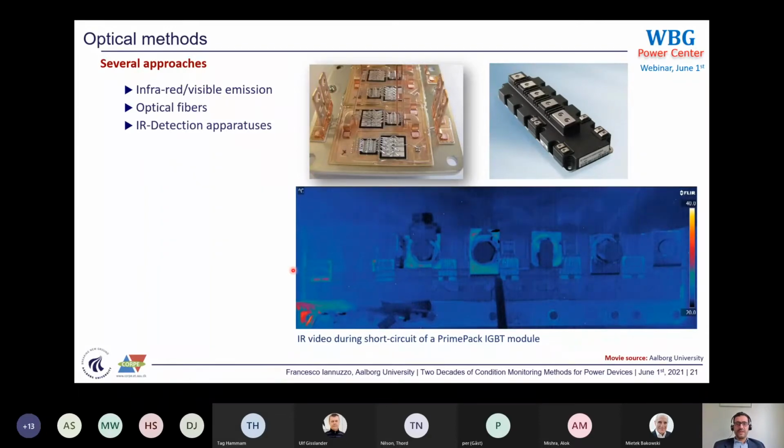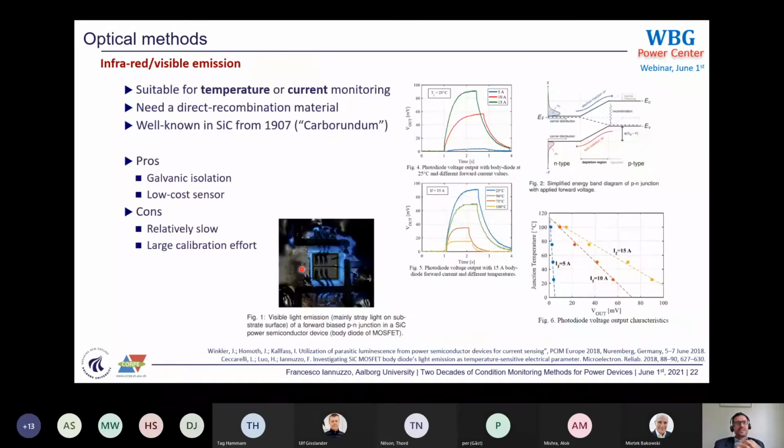I may agree it is not 100% condition monitoring, it's more laboratory testing, but I will spend some words about this and how important infrared detection techniques are. Right, let's start with the infrared visible emission.